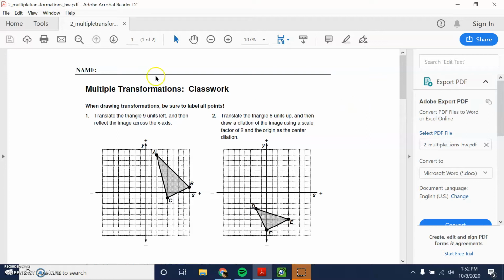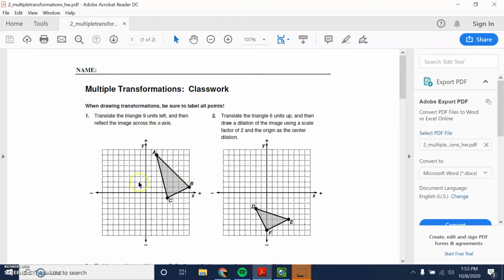Alright, today we're going to do multiple transformations. We've done translations, we've done reflections, we've done rotations, we've done dilations. Now we're going to put it all together, because what happens if you do more than one at a time? Let's see. Okay, so number one, translate the triangle 9 units left and then reflect the image across the x-axis.